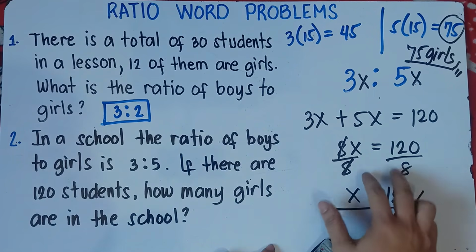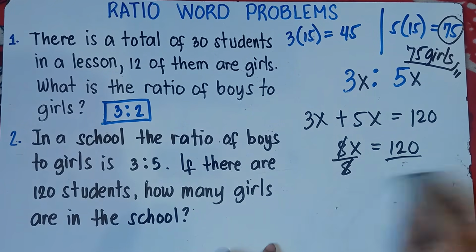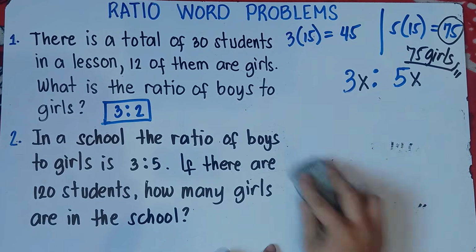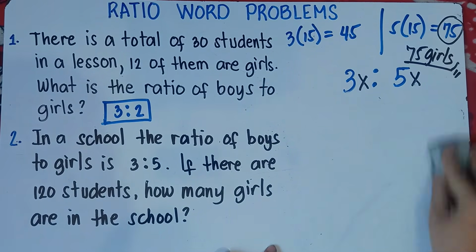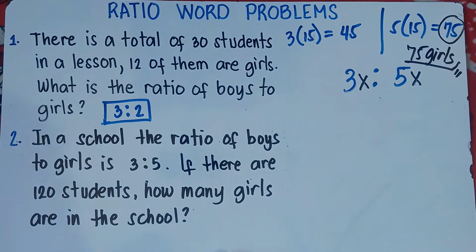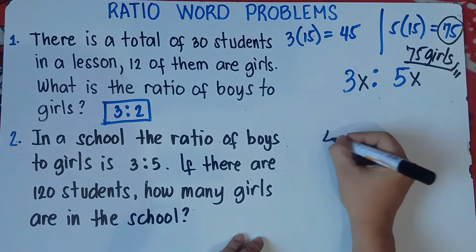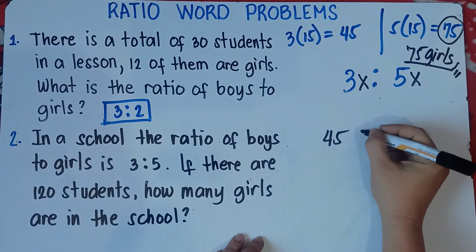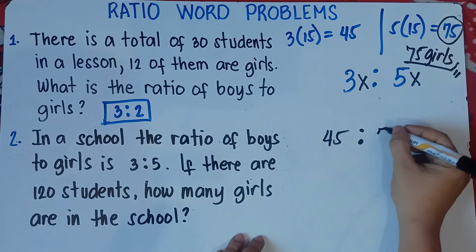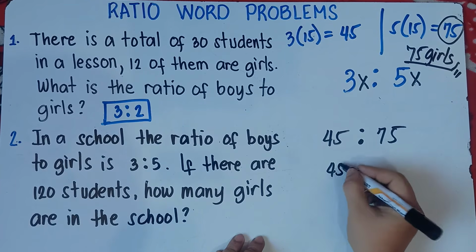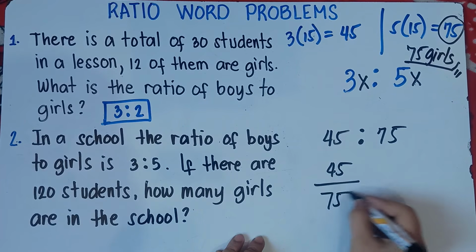So, pause the video. I will be erasing this one, the solution. Alright, so that's the thing there, class. You need to multiply the ratio with a variable for you to make an equation. So, let's check. 45 boys to girls. So, boys to girls, 45 is to 75. Let's write that in fraction form, 45 over 75.